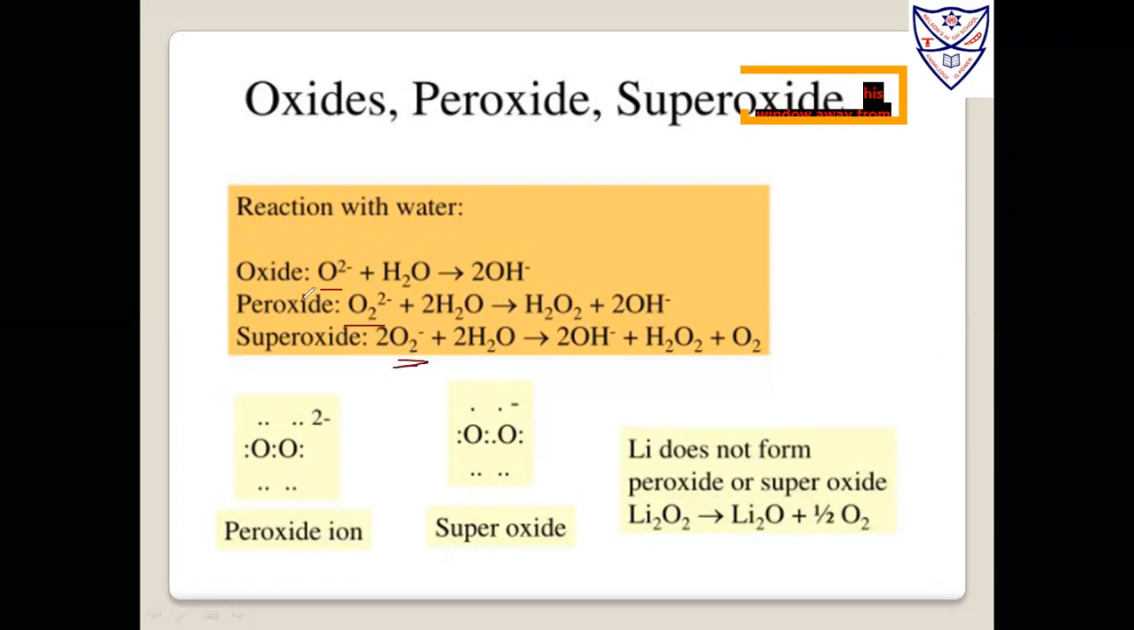So when the oxide reacts with water H2O, it gives 2OH minus. Peroxide O2 2 minus plus 2H2O gives H2O2, hydrogen peroxide, plus 2OH minus. In the superoxide, 2O2 minus plus 2H2O gives 2OH minus plus H2O2 plus O2. Oxygen is released, hydrogen peroxide is in liquid form, and hydroxide is also in ion form. So this is a dot structure of a peroxide ion and superoxide ion.